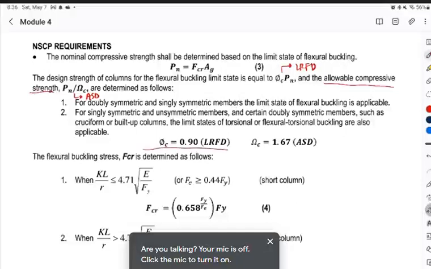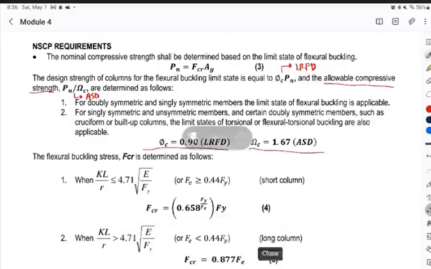P sub C for LRFD is 0.9 for compression and 1.67 for ASD. Sir, hindi ba katulad ng tension member that we use 0.9 or ano ba yung isa? 0.75 for rupture and 1.67 and 2.0. Hindi yun, class. For design for compression, iisa lang yung gamit natin. It is either 0.9 or 1.67.